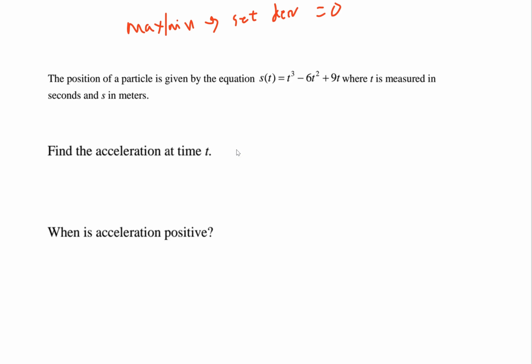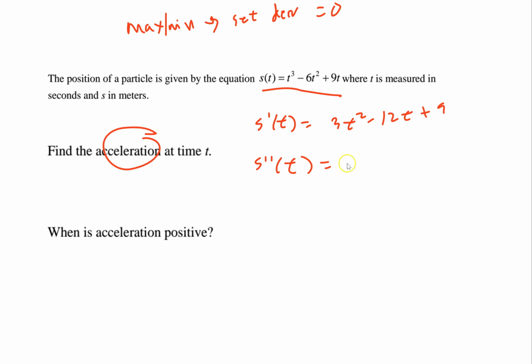So let's do some acceleration problems. Same idea. Here's my position function, same as we've been working with the whole time. We took the first derivative last time and got 3t squared minus 12t plus 9. I want acceleration, so I'm going to take another derivative. So I'm going to get 6t minus 12. The second derivative is always so much nicer.